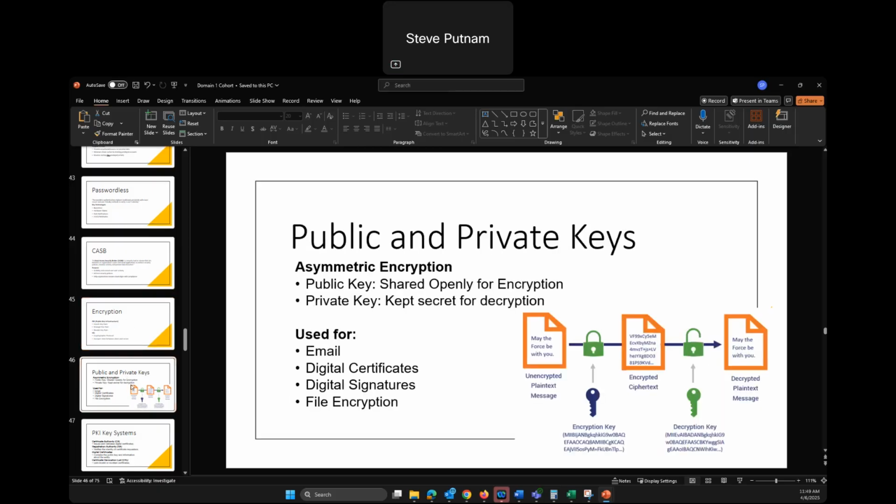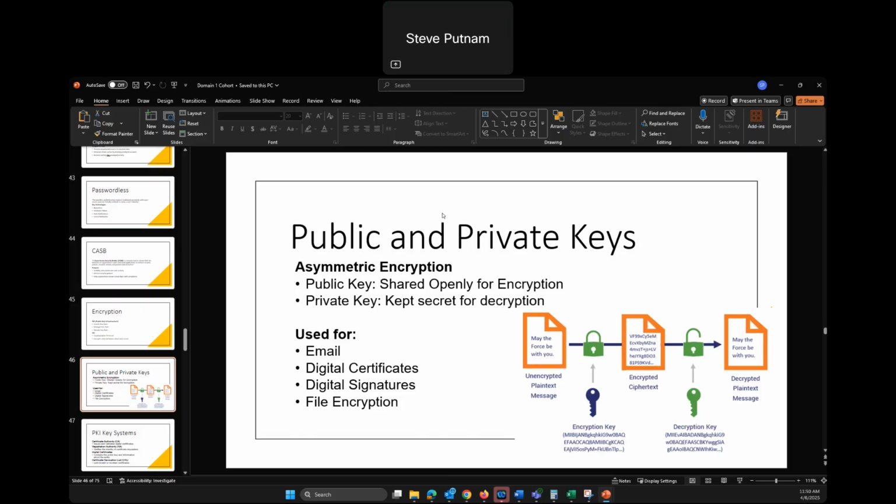All right, public and private keys. Asymmetric encryption is a cryptographic method that uses a pair of keys. You have a public key and a private key. Your public key is shared openly for encryption, and your private key is a secret for decryption. It ensures secure communication between two parties without the need to share secret keys in advance.